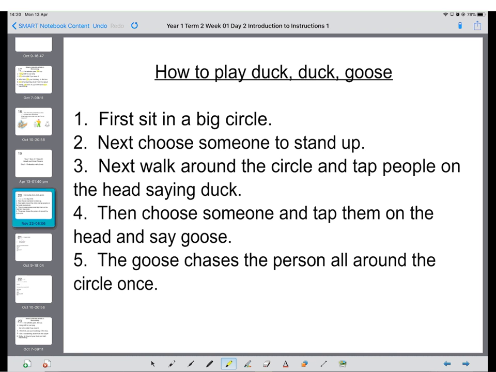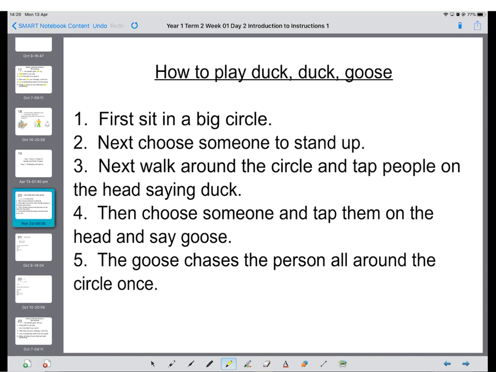Okay, so generally speaking, and I think you might agree, these are pretty good instructions. Start with you sit in a circle. Yeah, that's quite easy. That's quite clear. Then you choose someone to stand up again. That's quite clear. And then that person needs to be walking around. Perhaps that could have been a bit clearer.